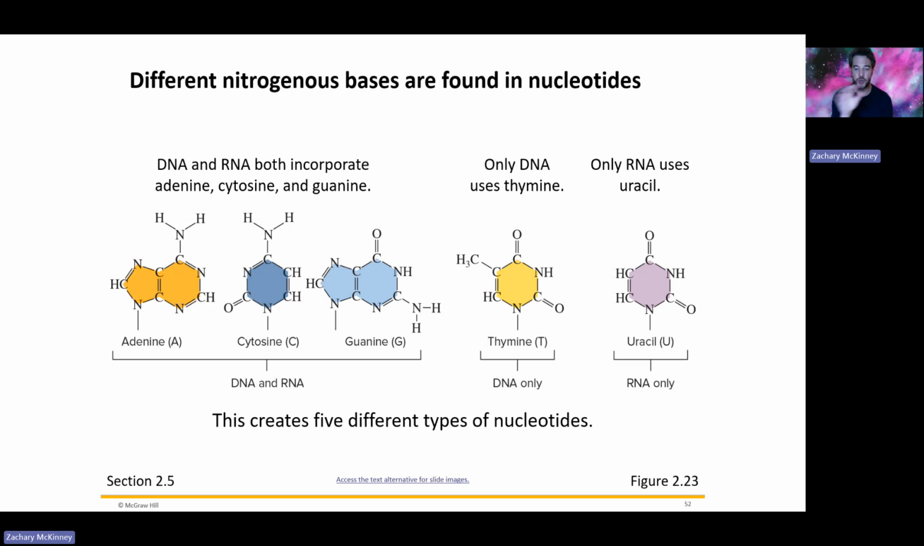This is another way to make sure that our cells can distinguish between DNA and RNA. DNA cannot be used like RNA. If you want to actually make proteins, you have to turn DNA into RNA. And then because RNA has uracil, this is then able to become proteins. Thymine will not code for amino acids the way that uracil will. So there are 5 different types of nucleotides. And again, it's because each of these nitrogenous bases is going to give a nucleotide its functions.